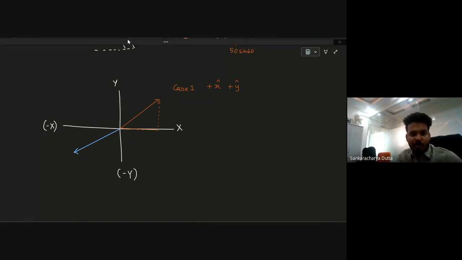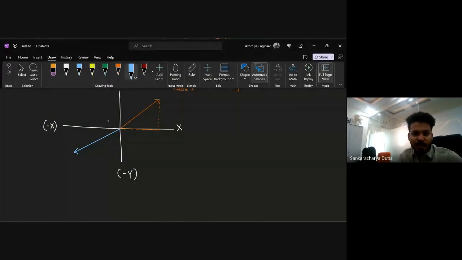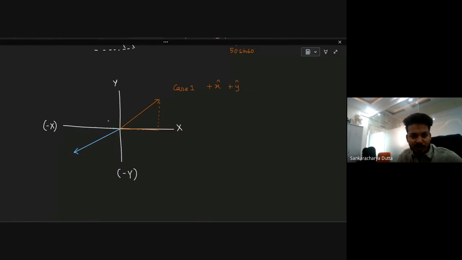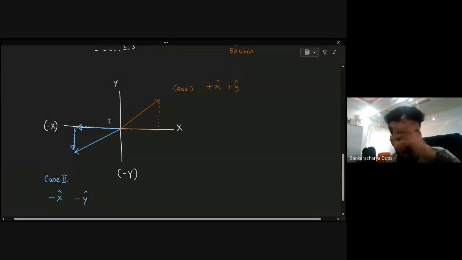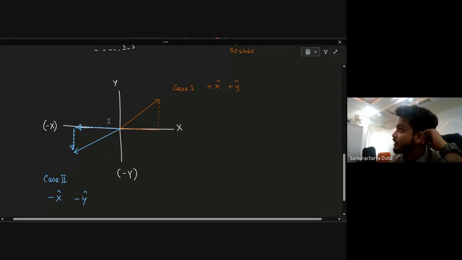Yes. So if you want to break the blue one into two components, one in the x direction and the other one in the y direction, then you'll end up with a vector that looks like this. One vector will be in the minus x, the other one will be in minus y. So case number 2, the blue vector, I'll write it here, will have something minus x cap, and something minus y cap. Does this make sense? If it does not, please let me know. Yes, sir. Makes sense. Okay, cool.